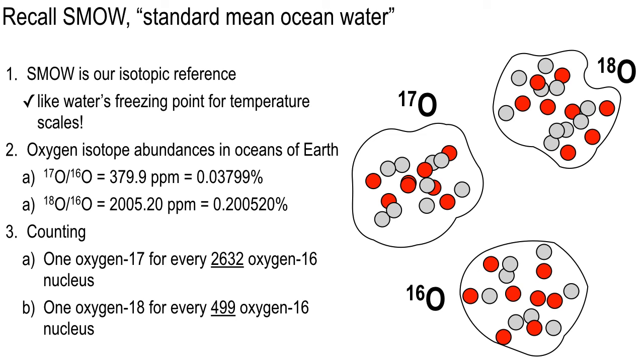And here are the pictures. I worked carefully to make the pictures of the different nuclei. Here's oxygen 18. Here's good old oxygen 16, 8 and 8. Oxygen 17, 8 and 9. Oxygen 18, 8 and 10. And the gray circles are the neutrons.